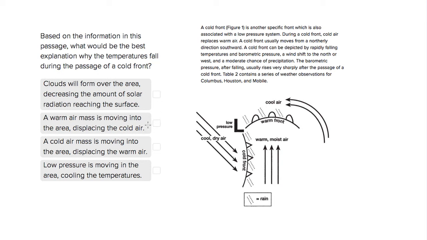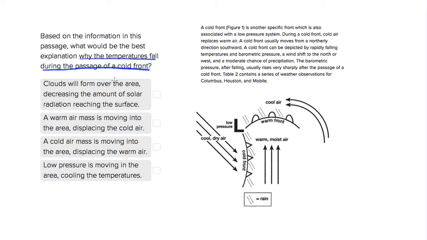This is Sophie Heller, and this is an ACT science question. The question asks, based on the information in this passage, what would be the best explanation why the temperatures fall during the passage of a cold front? So we know that they're going to fall because it's called a cold front, but scientifically, why does this happen?